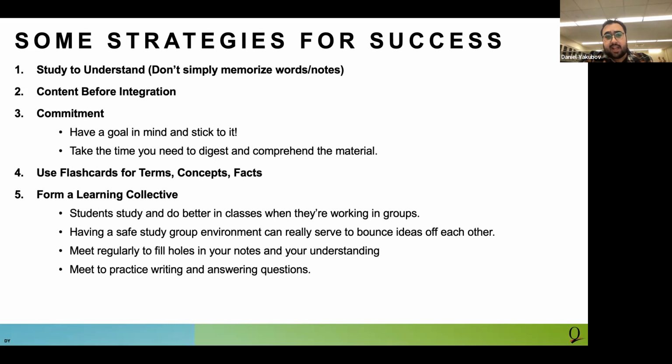Next, form a learning collective. This is where you're studying in small groups. Research has in fact shown that a lot of students who study together do really well together. I'll give you an example. When I took 105 here, there was a group of 10 of us, not a really small group, and we would meet on a regular basis, once a week, every single week.